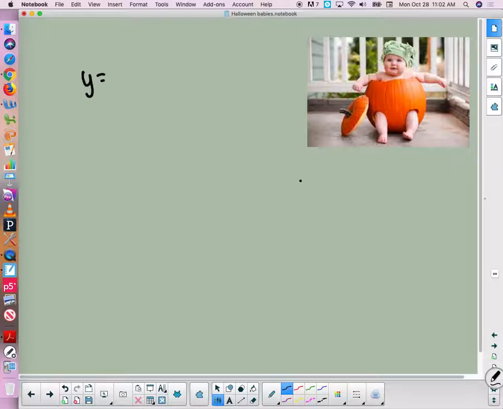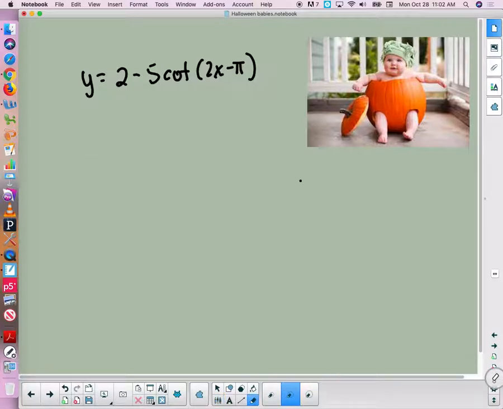Y equals 2 minus 5 cotangent 2x minus 5. Okay, all right, so it has a, I always start with amplitude or stretch. It has a stretch of 5. It has a period of pi over 2.